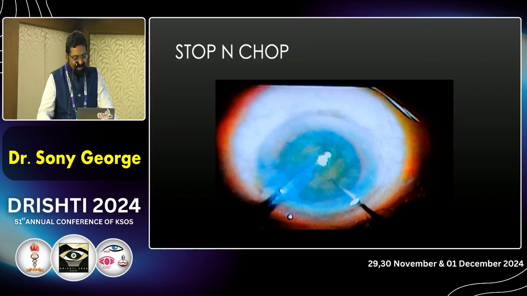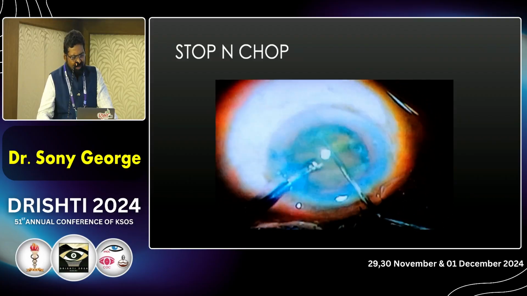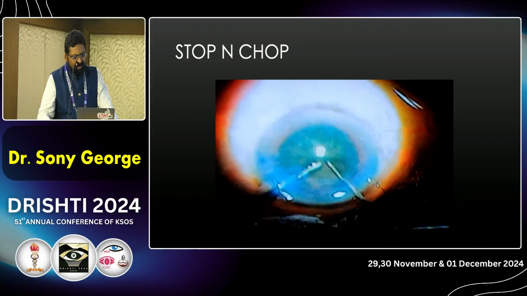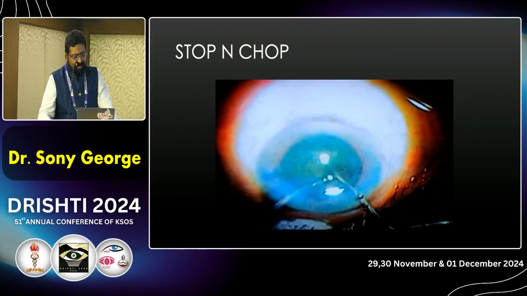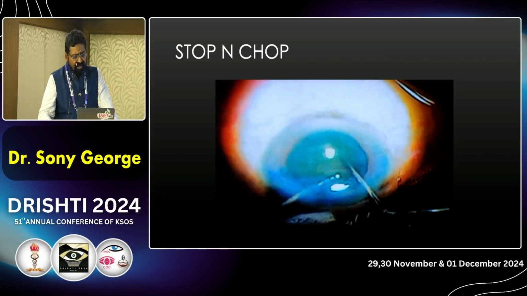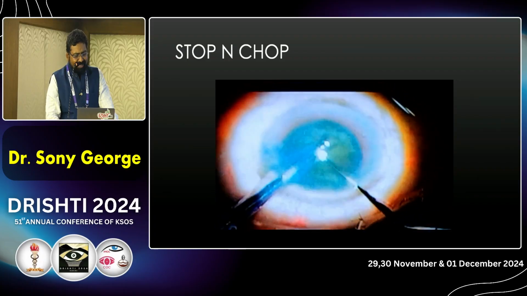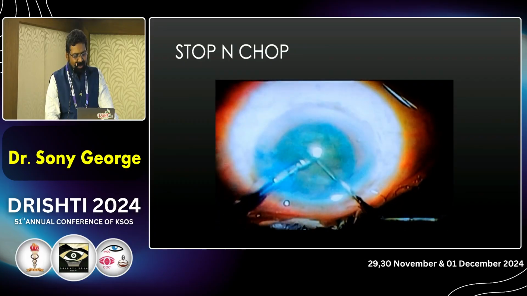So this is a slightly harder nucleus, but even the rotation is difficult. Once you divide it into two, now you have two fragments, and things are much easier. Then you keep chipping. Actually, instead of the next chop, you just keep chipping.